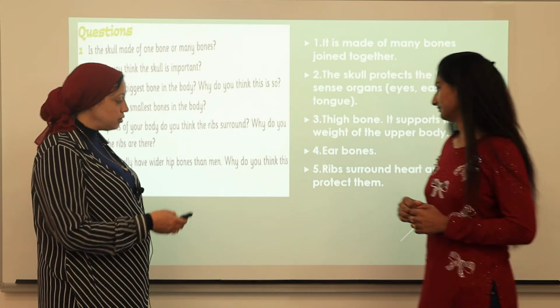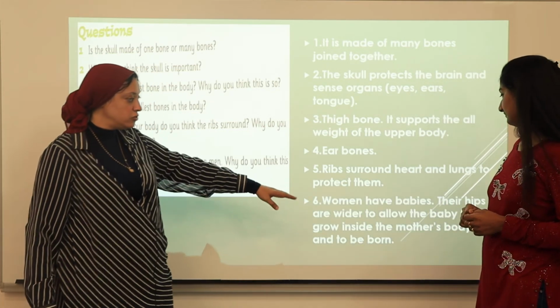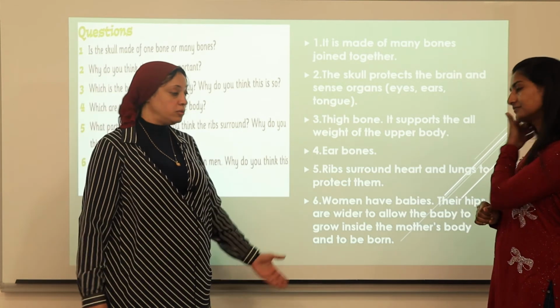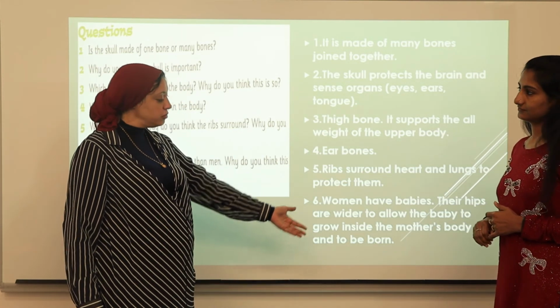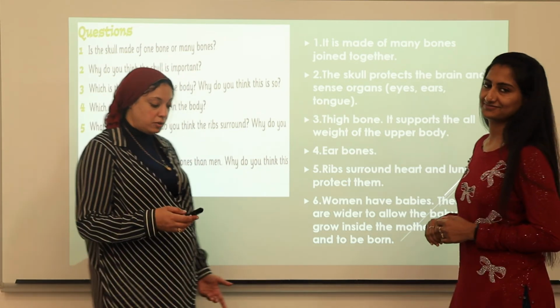Okay, this is the main point here. Women have babies. Their hips are wider to allow the baby to grow inside the woman, okay, or inside the mother's body, and then so they can be born. Okay.